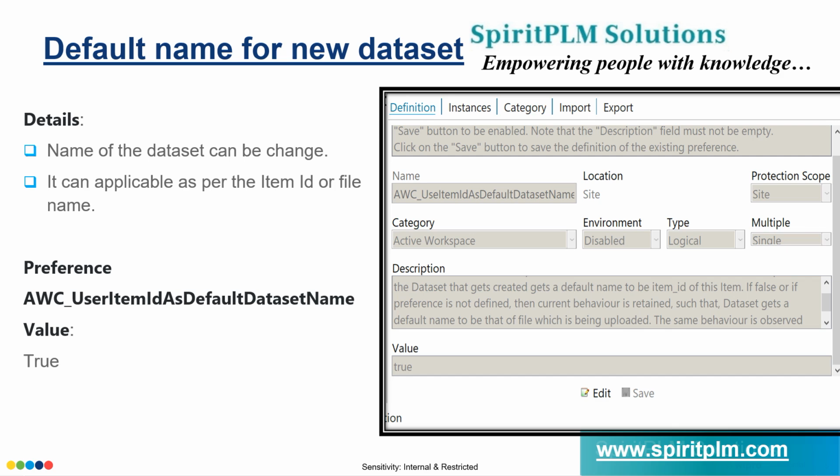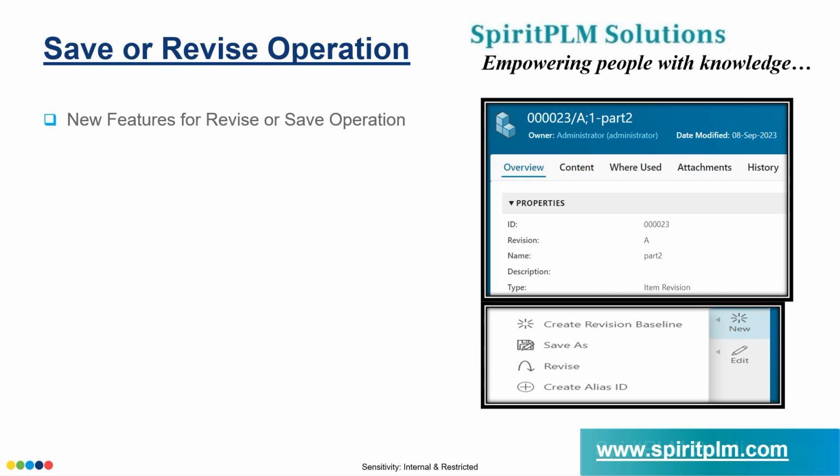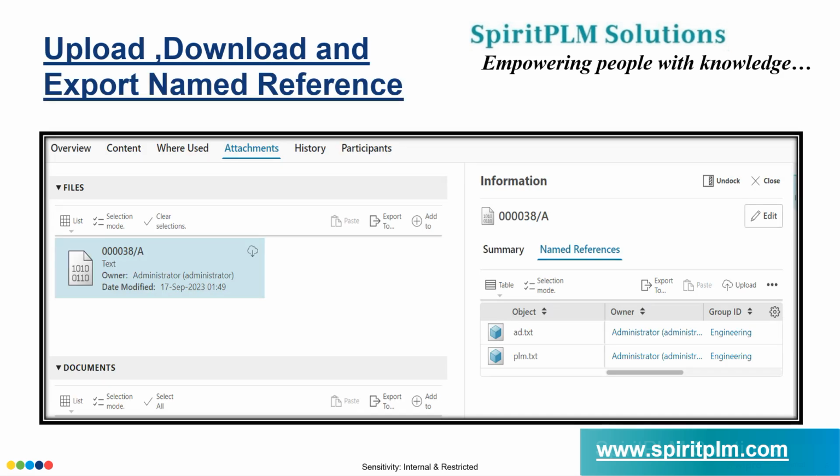Okay, a new feature in Active Workspace is called Save As or Revise. Save As and Revise were there earlier in the old version, but in one panel. Now they have categorized them into separate buttons. Revise is a separate button, Save As is a separate button. Plus one more feature called export import dataset name reference.